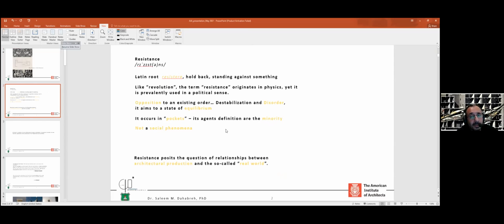We start first by introducing the concept of resistance. It has a Latin root that means holding back, standing against. This means that we cannot have a resistance unless we have an order, a standing order with norms, values, and we are trying to work either against it or to reflect critically on it. It originated in physics, yet it is definitely used in political science.